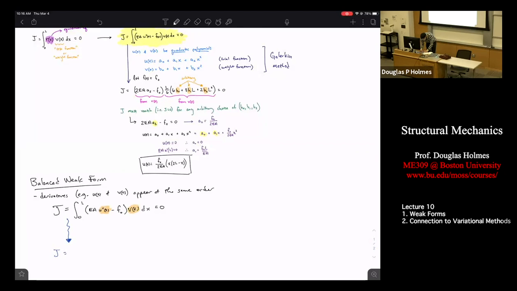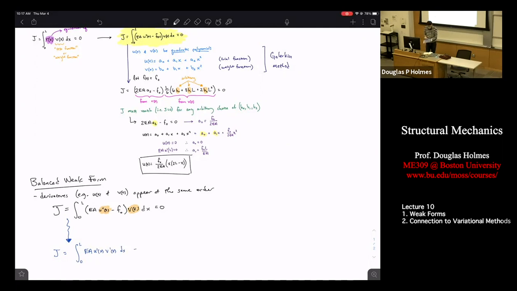All right. So you're all becoming professionals at integrating by parts by now. So hopefully you all got the same thing as me. I got this: the integral from 0 to L of EA times u prime of x, v prime of x, dx.